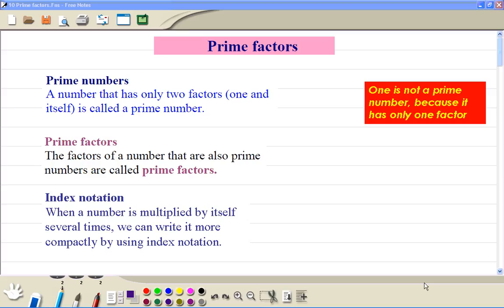Prime factors, you can look at prime numbers, prime factors, index notation. Let's start with prime numbers.